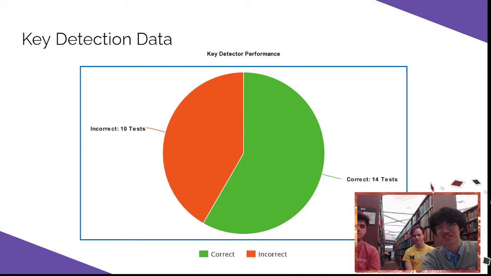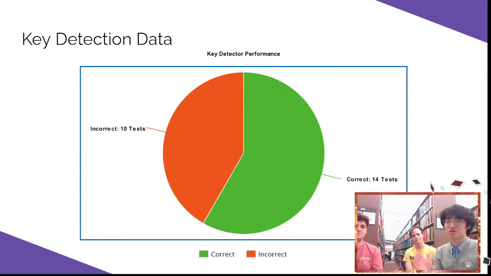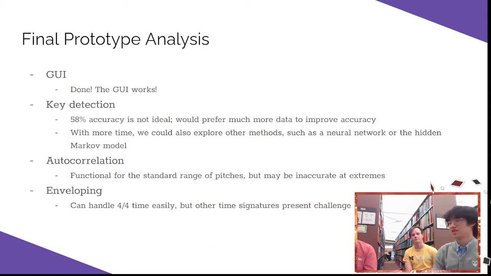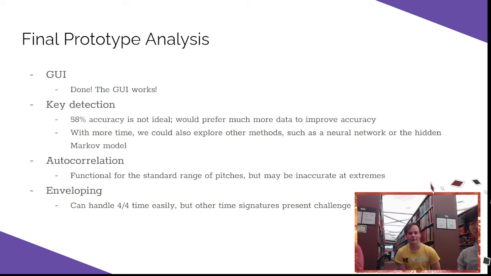And here's the presentation of our key detection data. It's a pretty simple graph, right? But you see 14 of the tests were correct, 10 of them were incorrect. Yeah. And for the final prototype analysis, our GUI is working. We are able to link them together. Everything works. All the buttons are working.